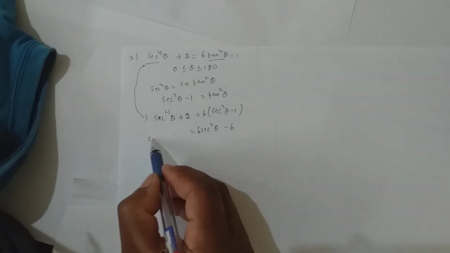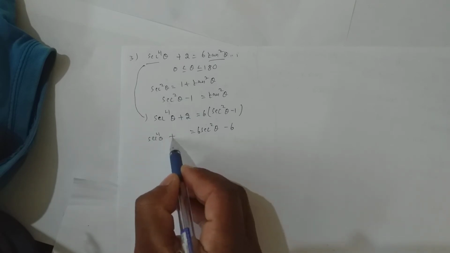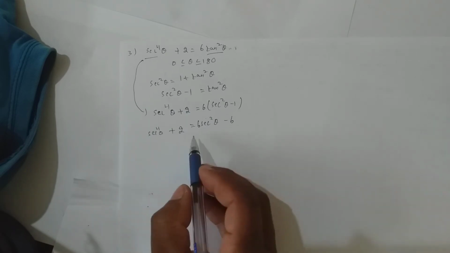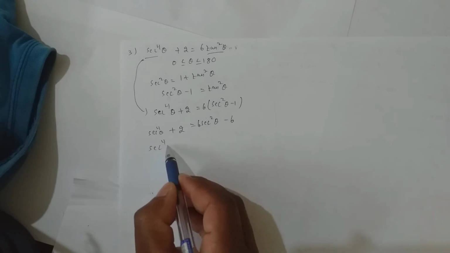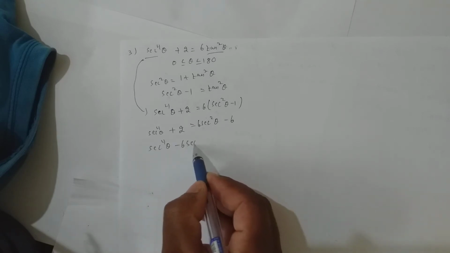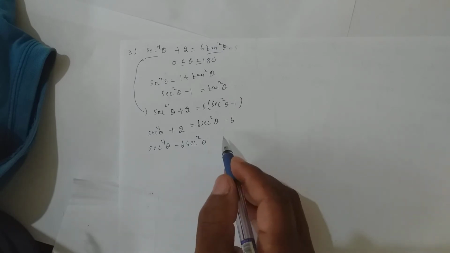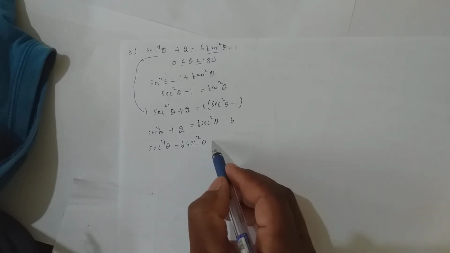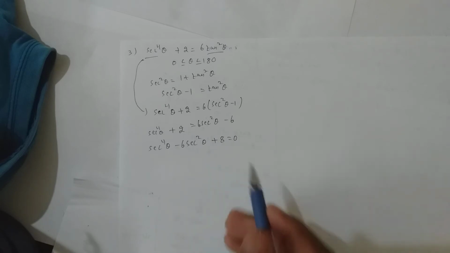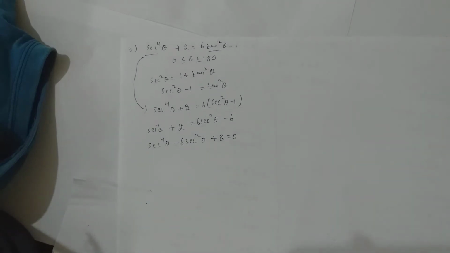And here secant power 4 theta plus 2. So bring all to one side: secant power 4 theta minus 6 secant square theta. Minus 6 goes that side, plus 6, it becomes plus 8 equals 0. Is it a quadratic equation? No, power is 4, it's biquadratic.